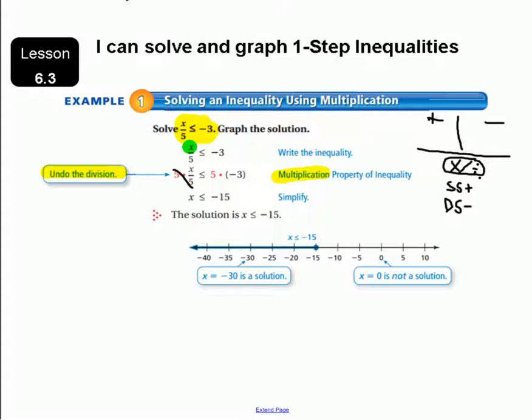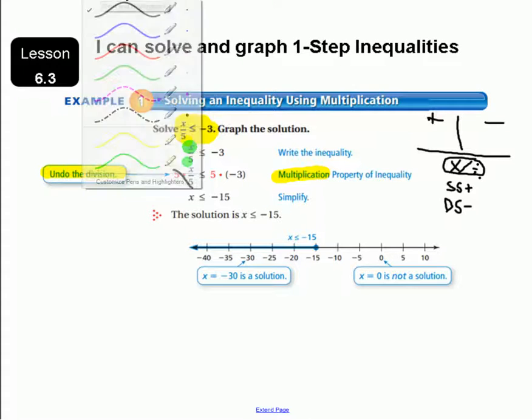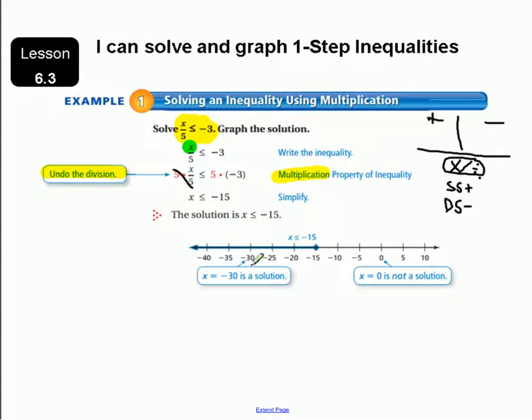Just like we talked about yesterday, these are the same kinds of steps I would be using with an equation, except my extra step is the fact that I can now graph it. X is less than or equal to -15. Close dot on -15, and my arrow is going to point this way because this little arrow is pointing to the left. Okay, so let's talk about a couple examples, and I'm going to write down some rules for you for today.